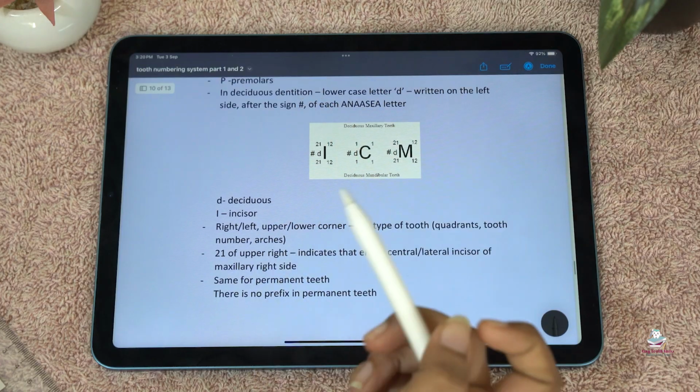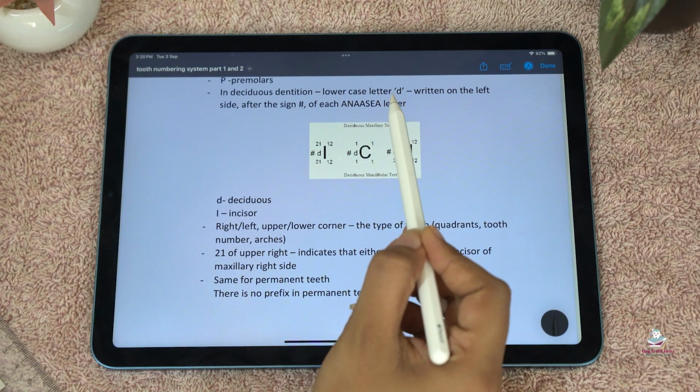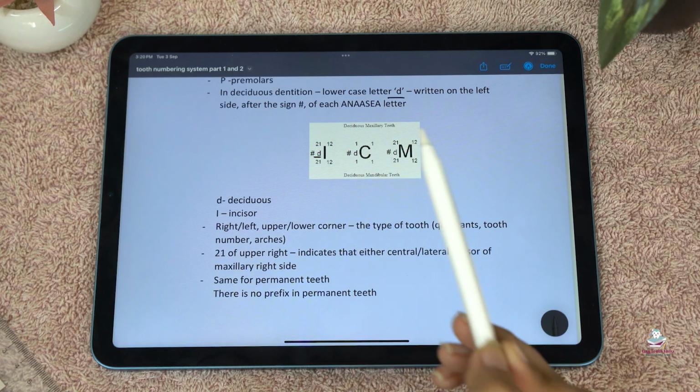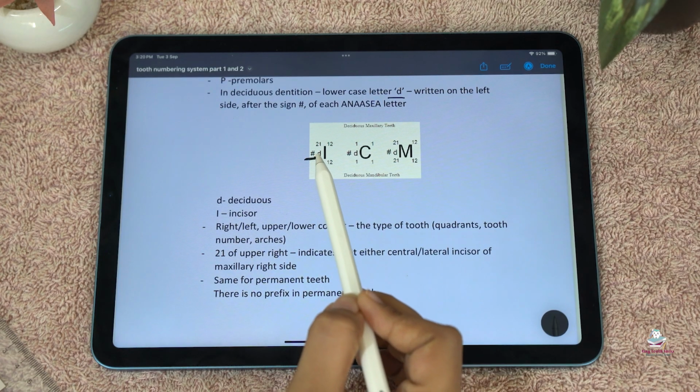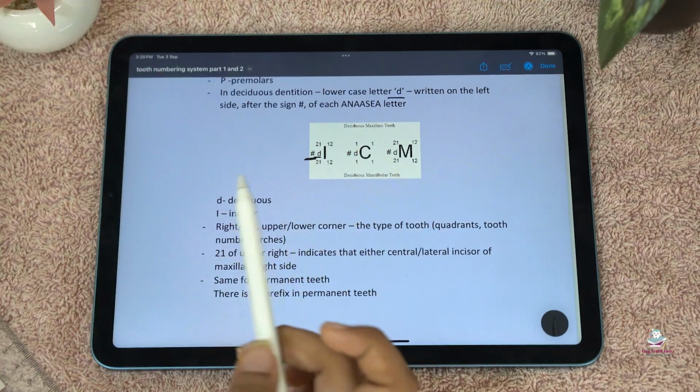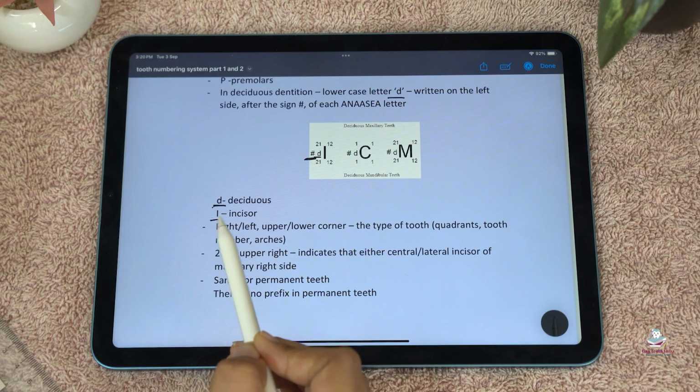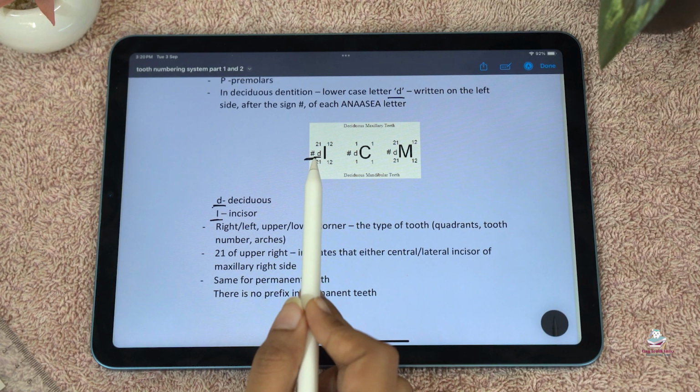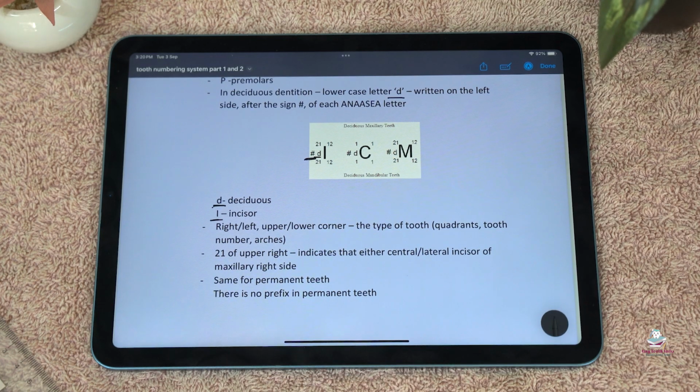In deciduous dentition, they use the lowercase letter d written on the left side after the hash mark of each letter, which is I, C, M. D is used for the deciduous and I is used for the incisor in this figure. And in the right, left, upper, lower corner, the type of the tooth is used.